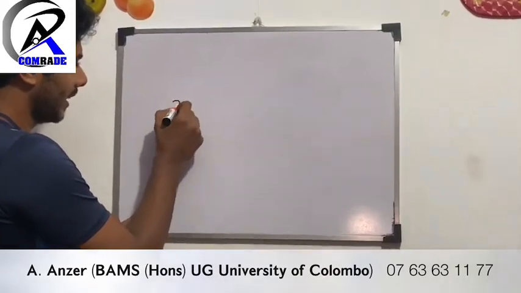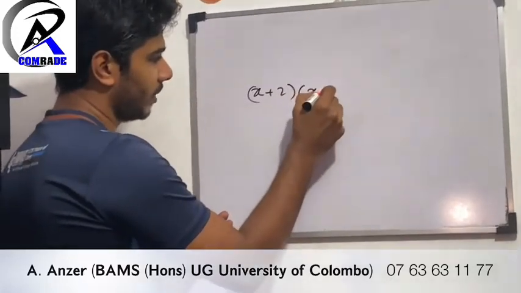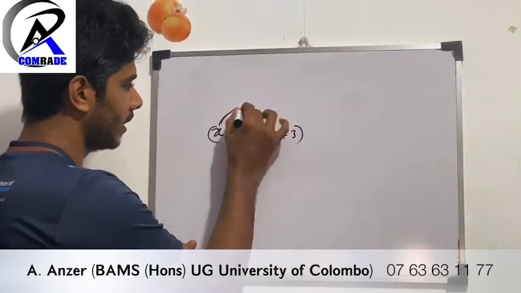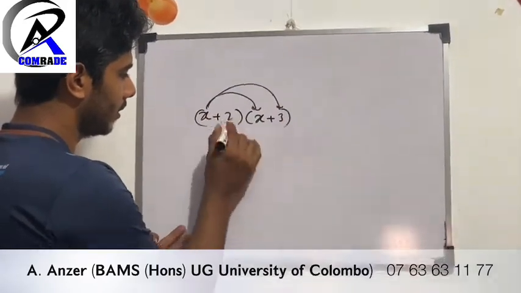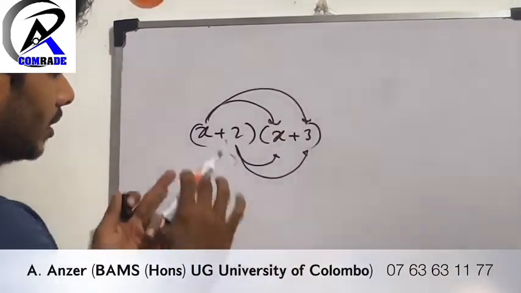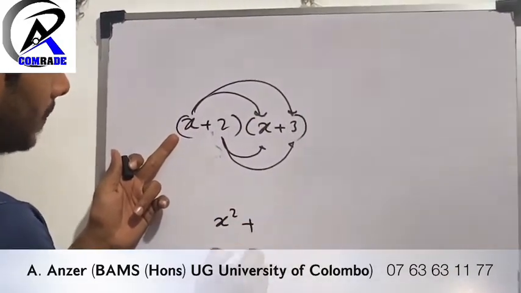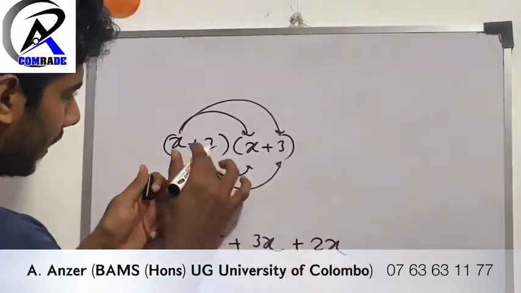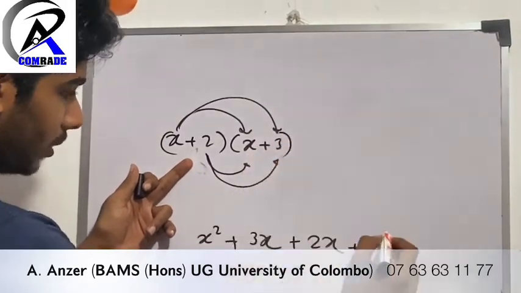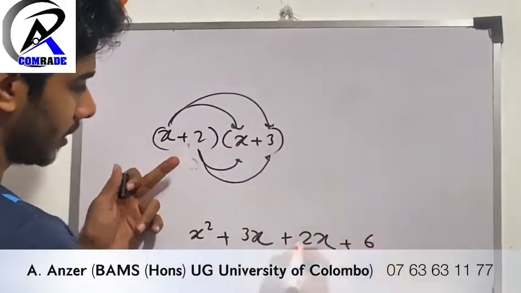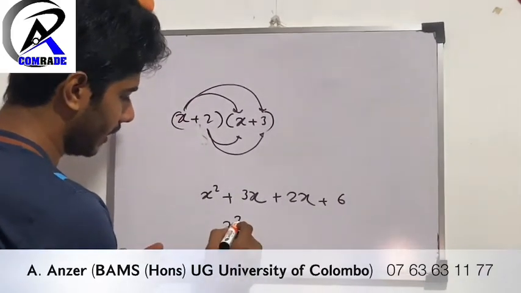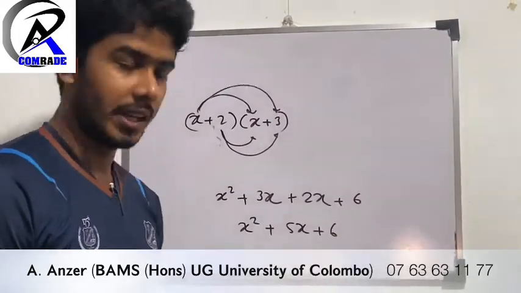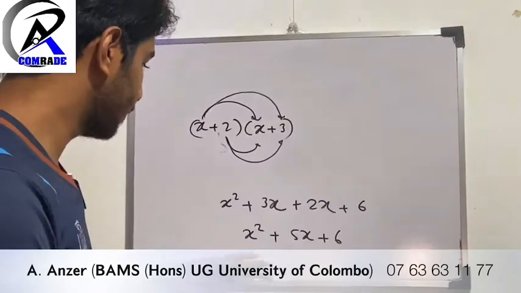There's something like this: x plus 2, x plus 3. What did we do? Can you remember? This into this, and then this into this, and this into this. So x into x is x squared, plus 3x, plus 2x, plus 2 into 3, which is 6. And finally x squared plus 5x plus 6. So this is the answer there, right? What we're going to do today is make it opposite.